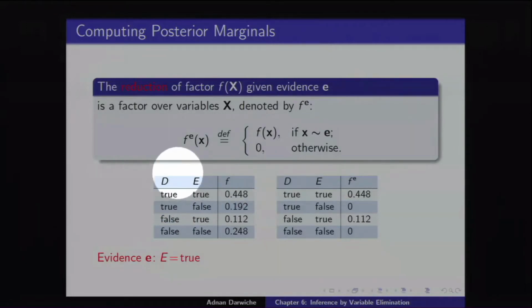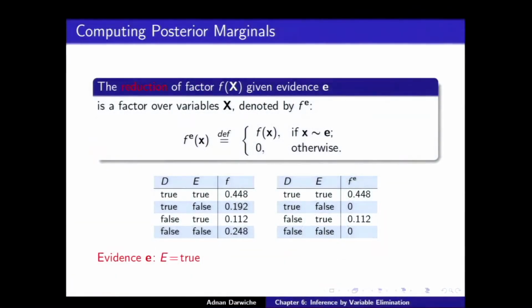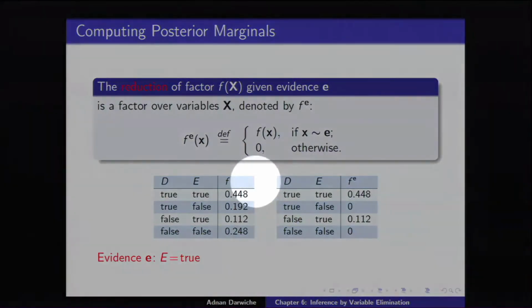Here's the factor over D, E. Here's the numbers. Here's the evidence. What does it mean to reduce the factor by this evidence? Very simple. You zero out the rows that conflict with the evidence. Plain and simple. E is true, then the second row and the last row gets zeroed out. You leave everything else intact. Good? And here's what the equation says. This is the notation. We're now doing F and then putting E as a superscript. It is the same if that row is consistent with the evidence, it's 0 otherwise.